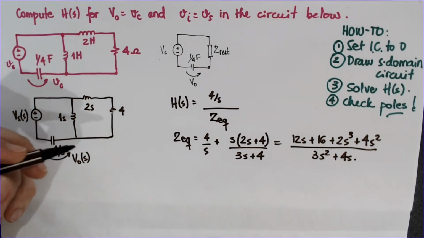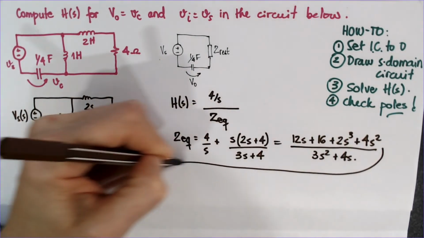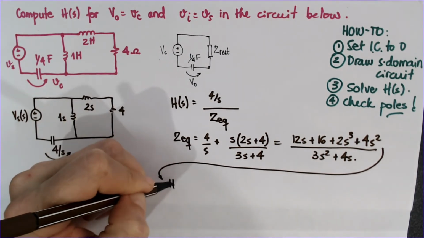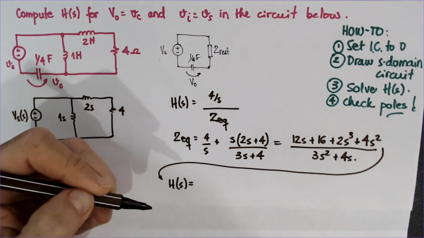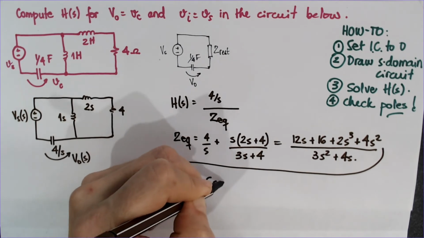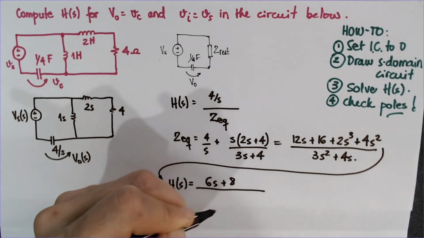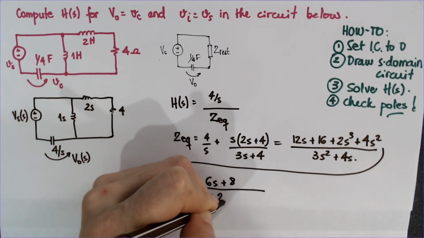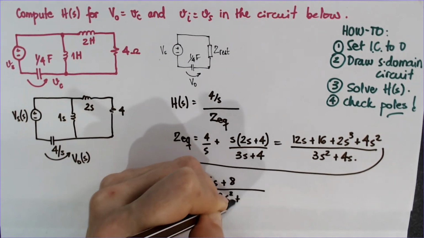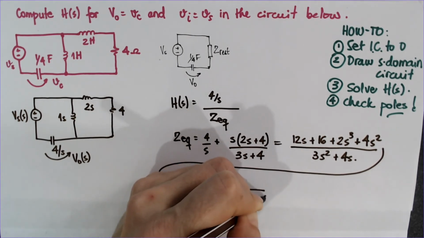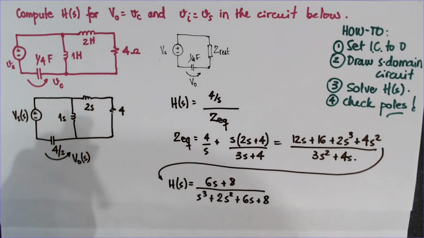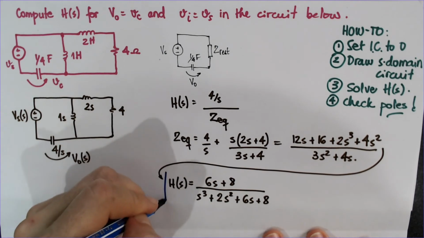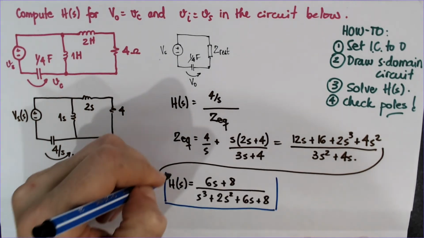And now, by some mathemagic, I'm going to write my H of S that I found, 6S plus 8. And then you can tell me if I'm wrong, which I have been many, many times. So this here is the answer. Compute H of S for that. So this is the answer to the question. And this is a reasonable exam question for you.